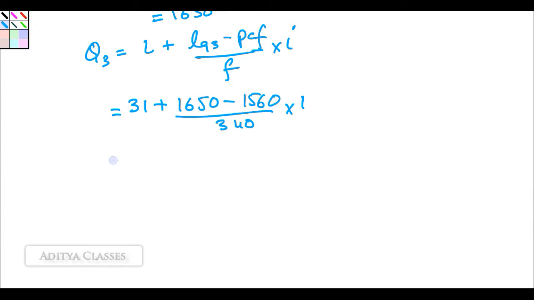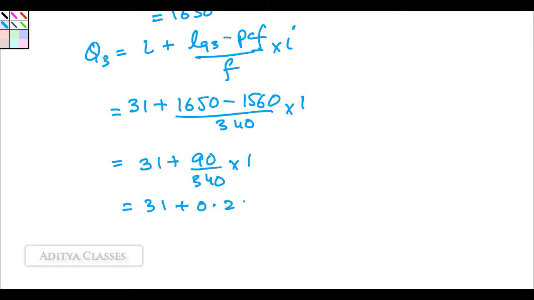So when you solve it, you will get 31 plus 90 upon 340 multiplied by 1, making it 31 plus 0.2647 or 31.2647. Q3. So here we have our Q3 also.